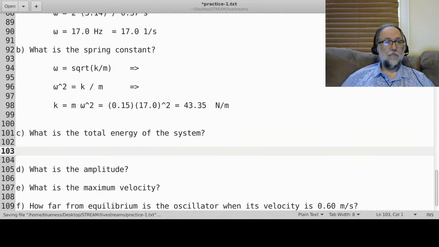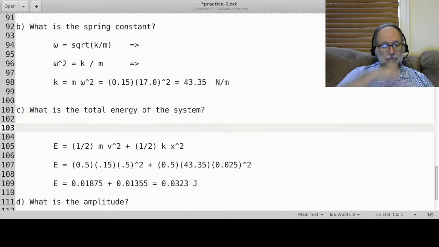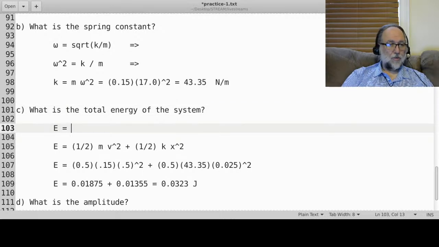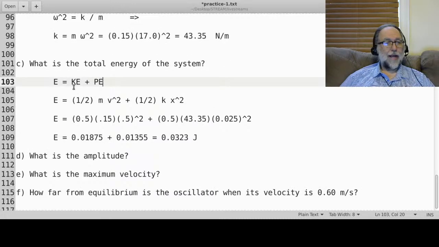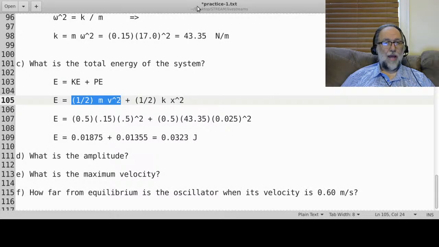So the energy of the system, maybe I should write it this way first. It's kinetic energy plus potential energy. That's its most general form right there. Then you say, well, more specifically, how do you calculate kinetic energy? Kinetic energy is always calculated the same way. It's always 1/2 mv squared. So there's the kinetic energy.